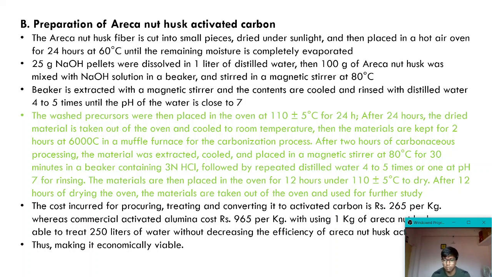Normally we use activated alumina, which costs 965 rupees per kg to purify water. But as we are in rural areas and we are trying to make it economically feasible by using areca nut husk as a precursor for activated carbon, we are just spending 265 rupees per kg to convert the areca nut husk to activated carbon.